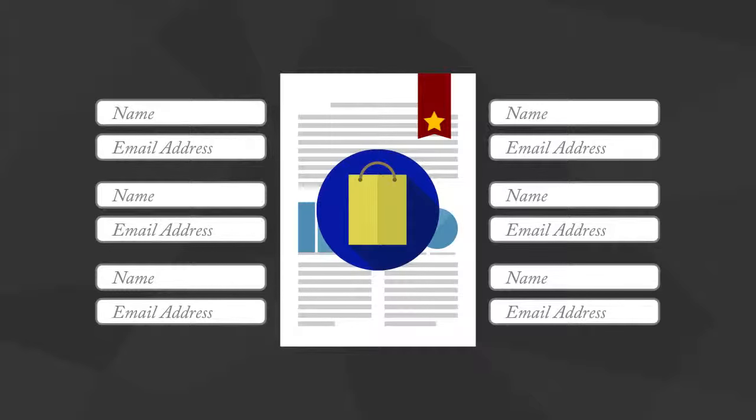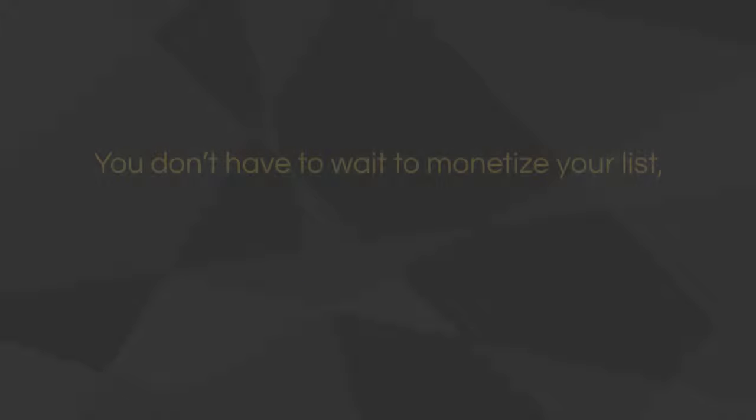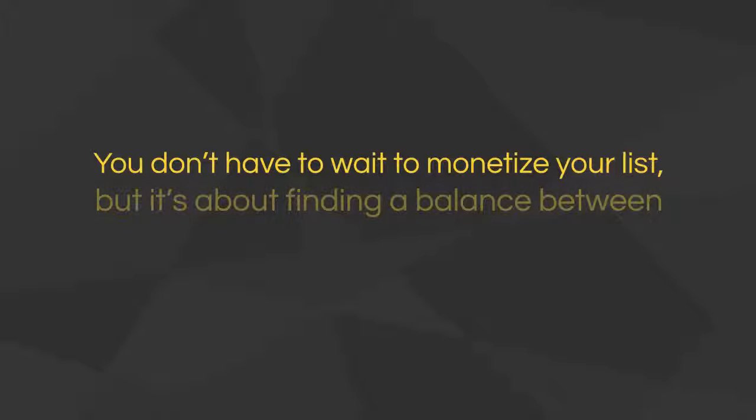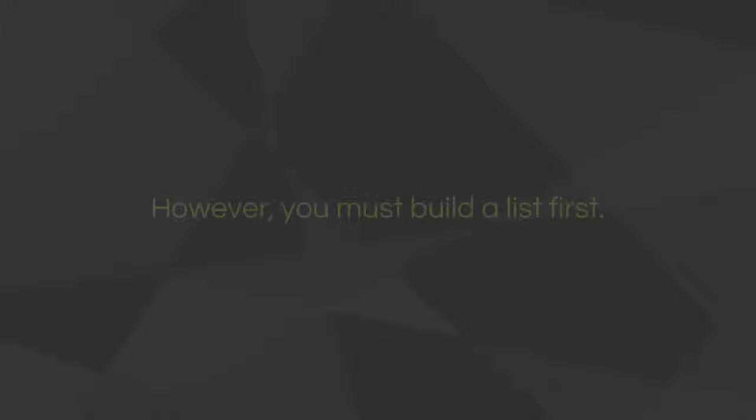By doing this, once you build your product, you're then in the position to actually test it to your list. Don't spend too much time building a massive list either. Remember that you can always monetize your list through promoting affiliate products from day one. You don't have to wait to monetize your list, but it's about finding a balance between list size and building a product. However, bottom line, you gotta build a list first.